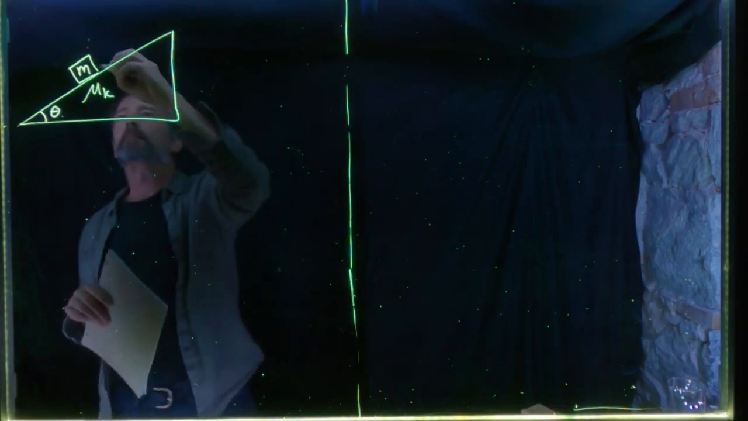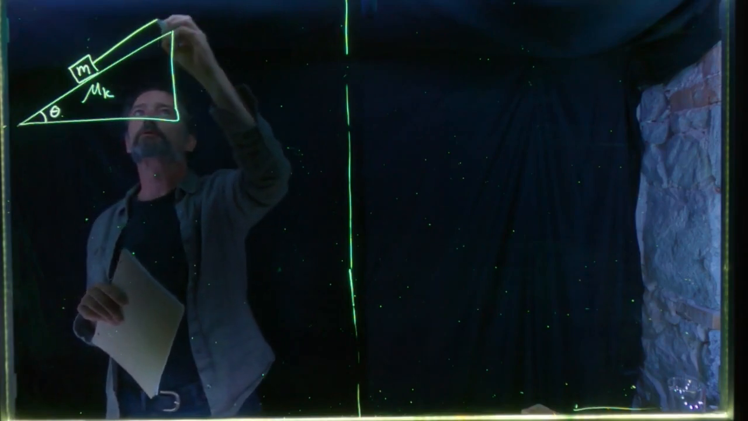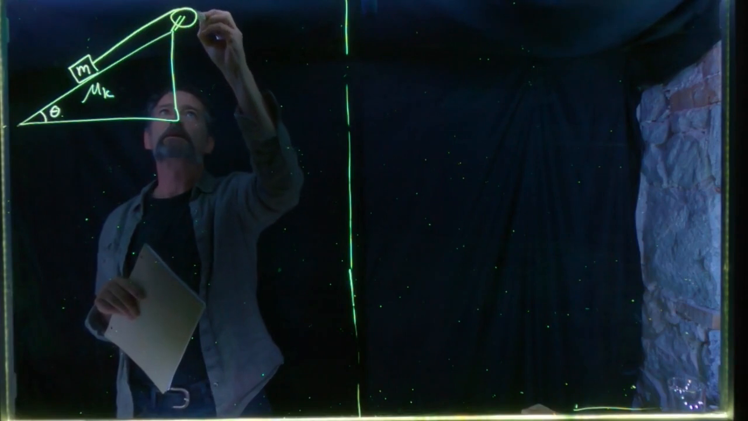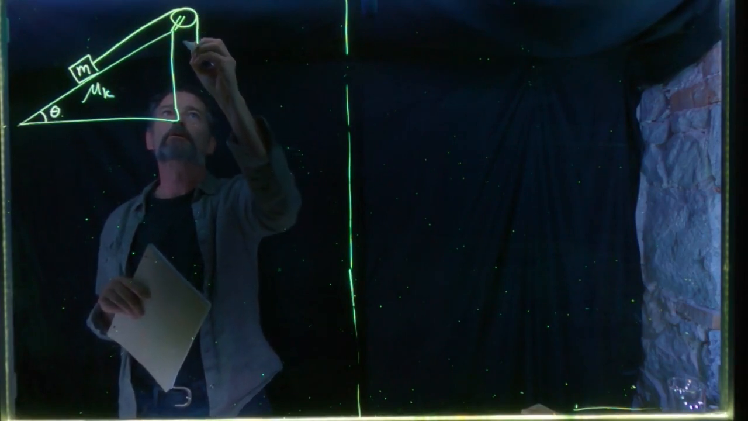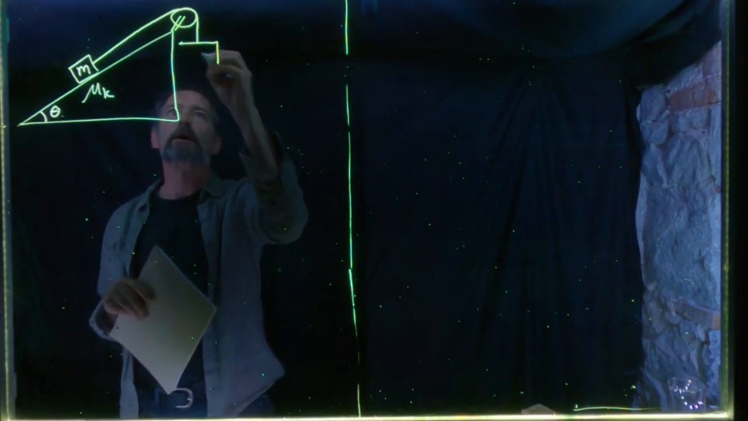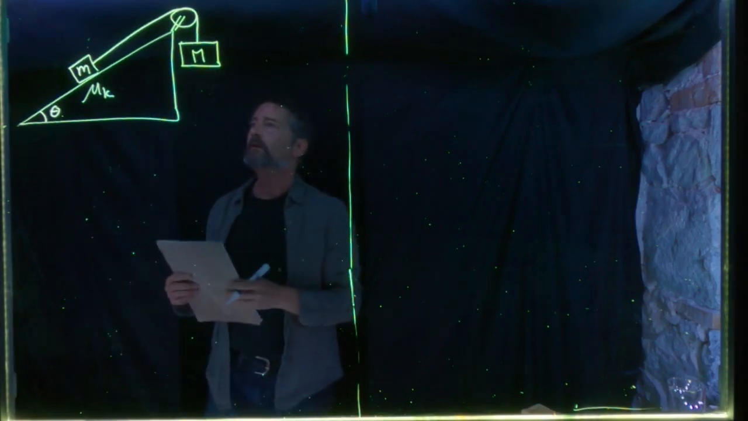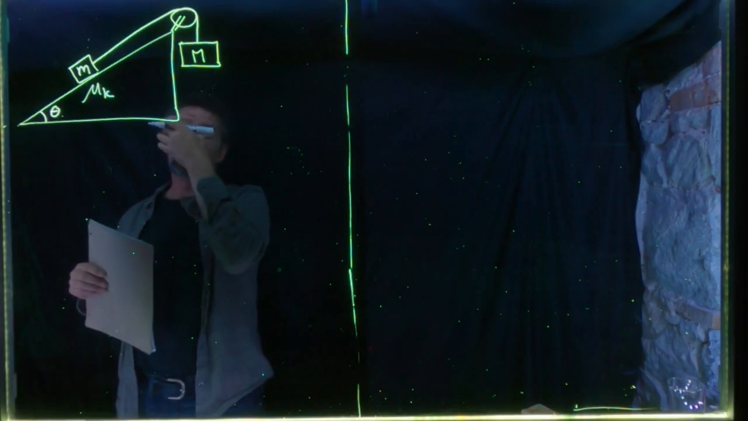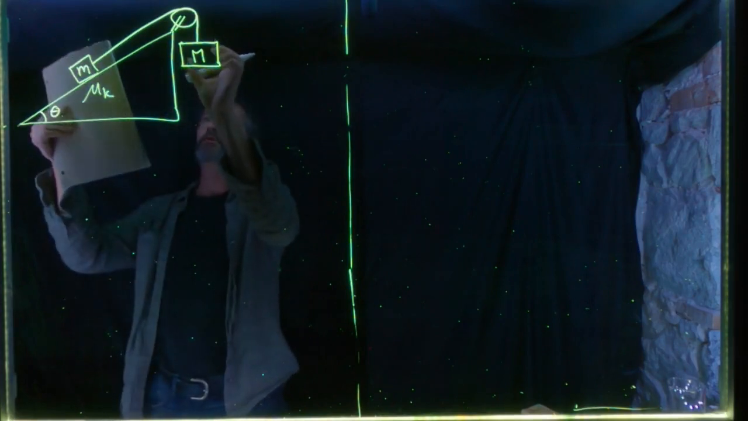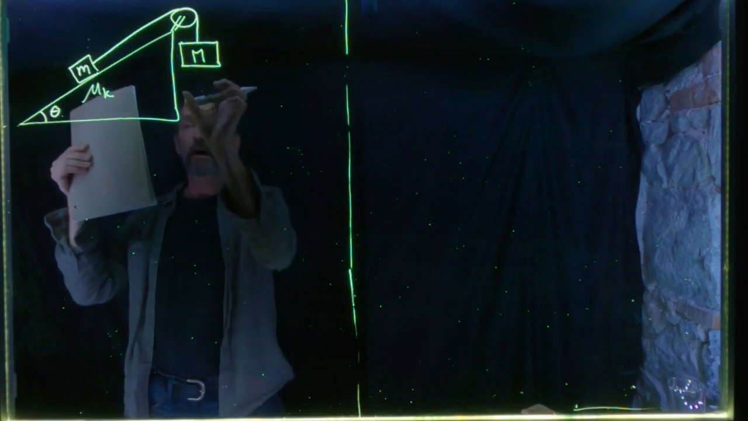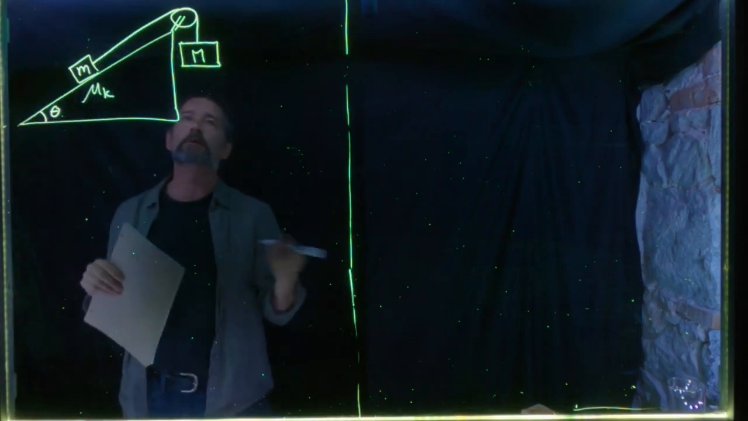Okay, and then that block little m is attached with a rope over a pulley, a massless, frictionless ideal pulley, to a larger mass, big M. And so the idea is that big M is sufficiently large so that when you release these masses from rest, then big M is going to move down and little m will move up the incline.